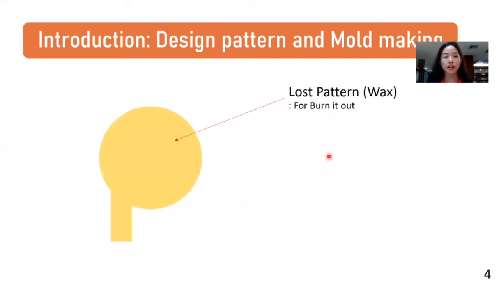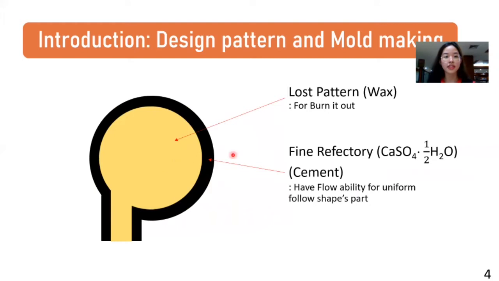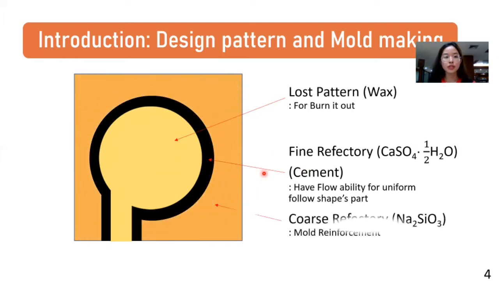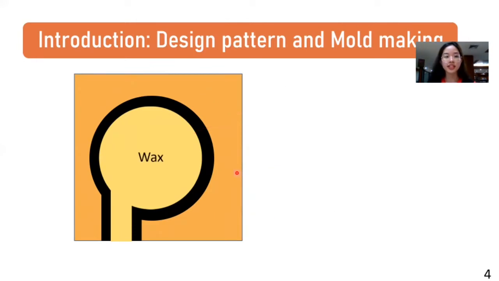In this work, we create the lost pattern in cylinder shape, then cover it with a cement or fire resistant material which has a flowability to follow the specific shape. In this step, we do it twice to increase the strength of the mold. This slide shows the lost wax process.